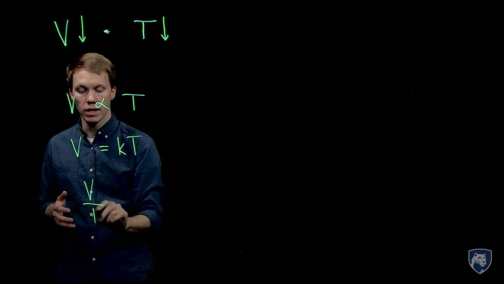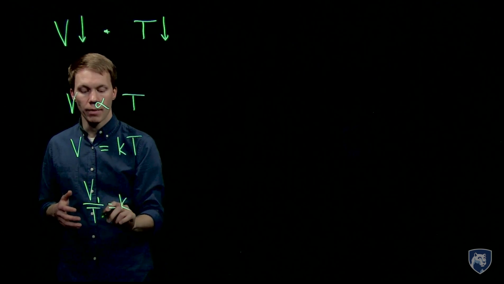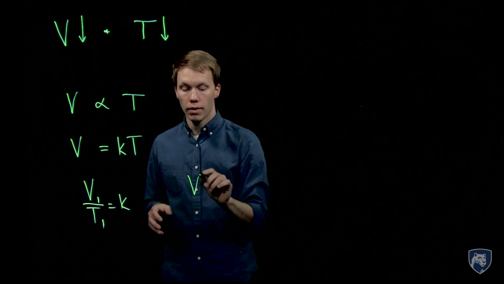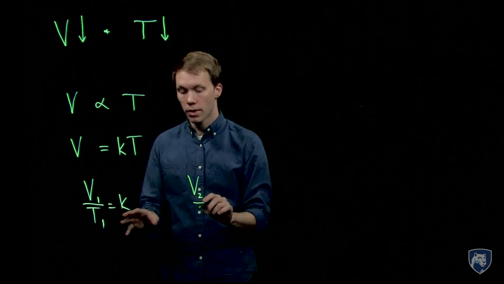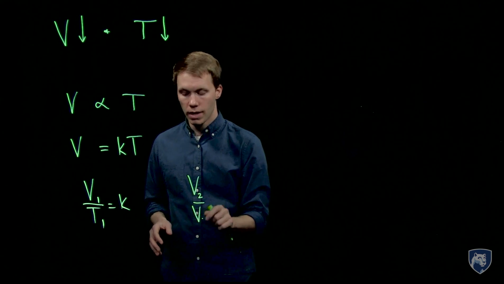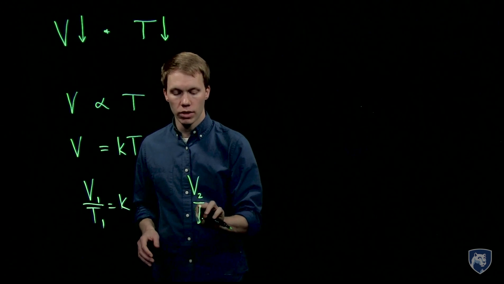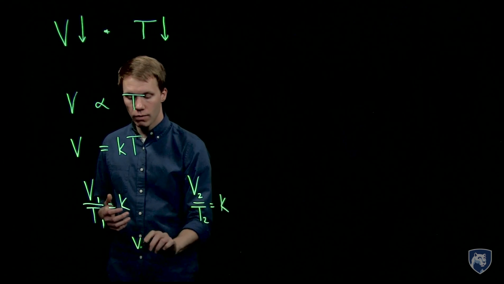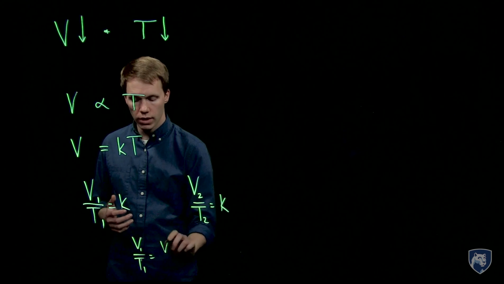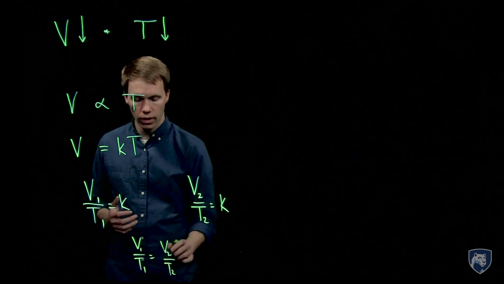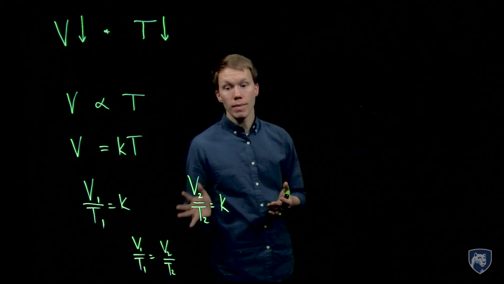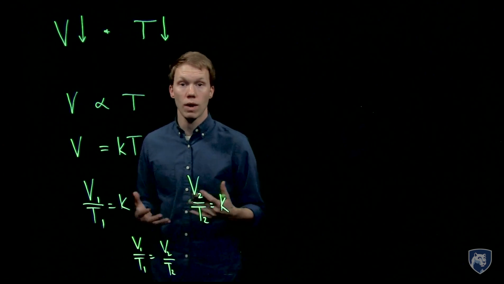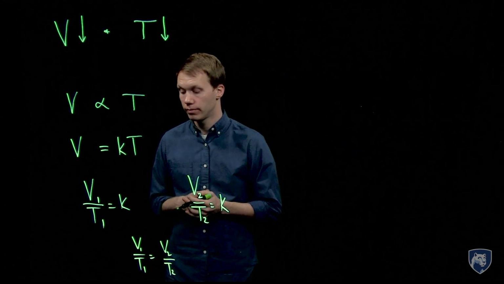So V over T is equal to K. Again, thinking change of states, the volume and temperature before must be equal to some constant, which the volume and temperature after will be equal to the same constant as well. So combining these two, we get V1 over T1 equals V2 over T2. And again, we don't have to memorize all of these equations because the ideal gas law will eventually show us how these are all related to one another.